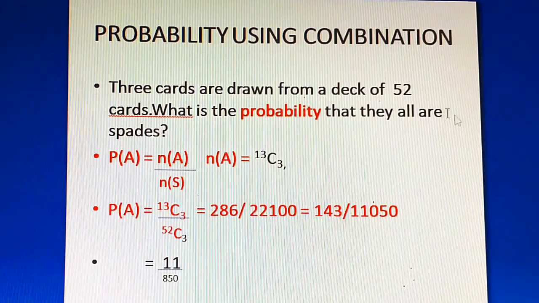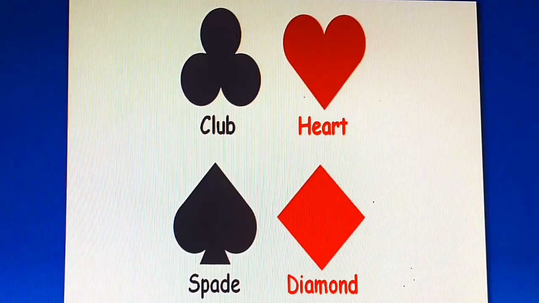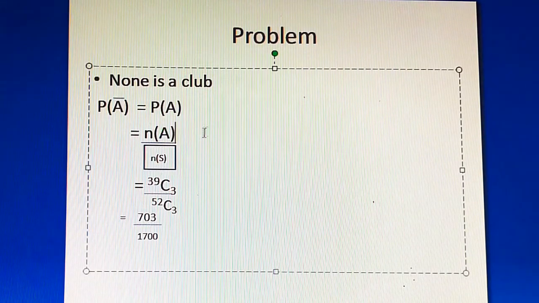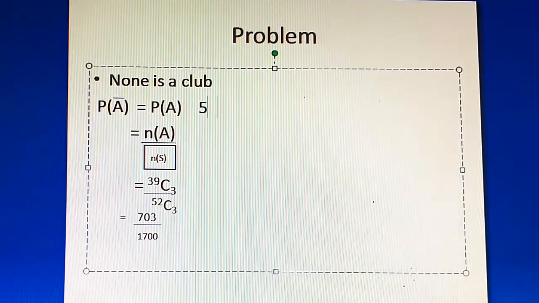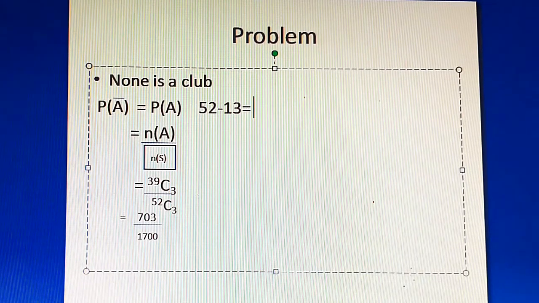Okay, students, similarly, you have the same question. 3 cards are drawn from a deck of 52 cards. What is the probability that none is a club? So how many clubs do you have totally? You have 13 clubs. Am I right? But none is a club means you have to subtract from 52. Totally you have 52 cards, so 52 minus 13 will give you 39.